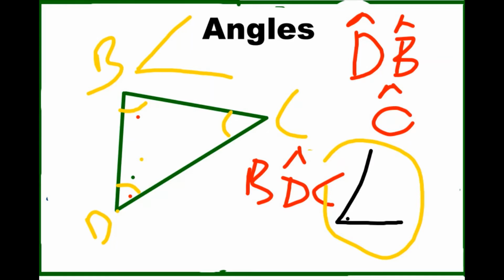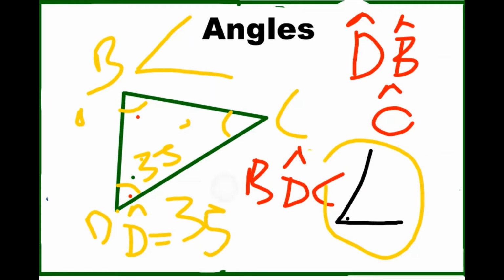Angles are measured in degrees, which is denoted by a small circle there. If, for instance, we're talking about 35 degrees, let's say angle D is 35 degrees. This is how you'd write it. You'd say angle D with the caret equals 35 degrees, and the small circle is sort of in the air. And that's how you denote angles.